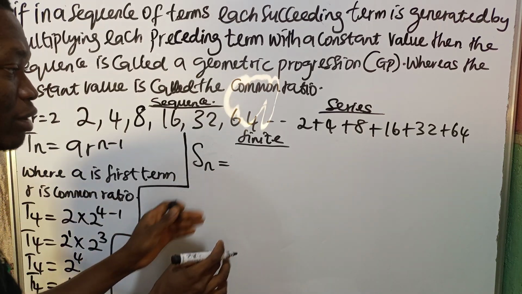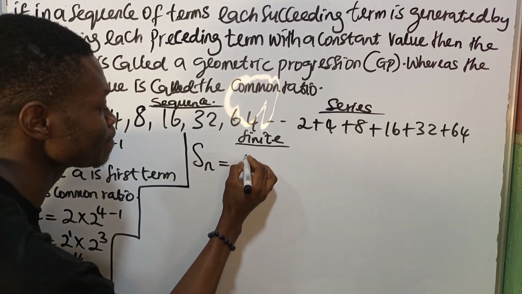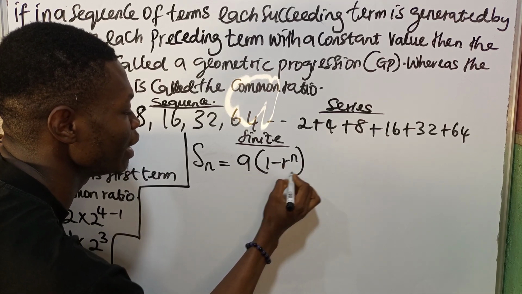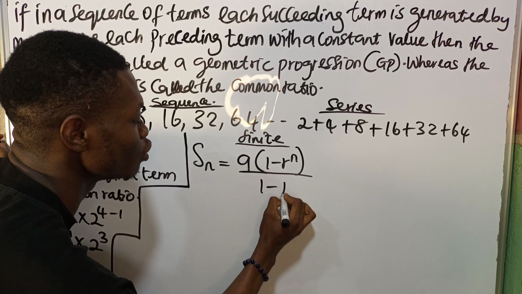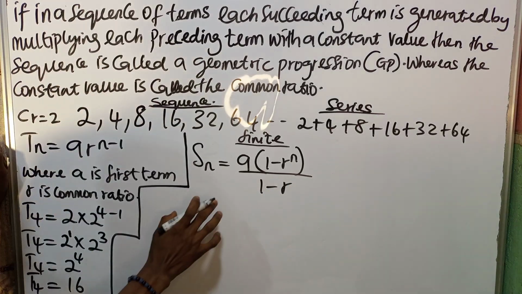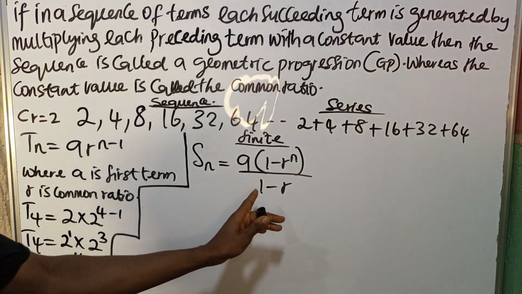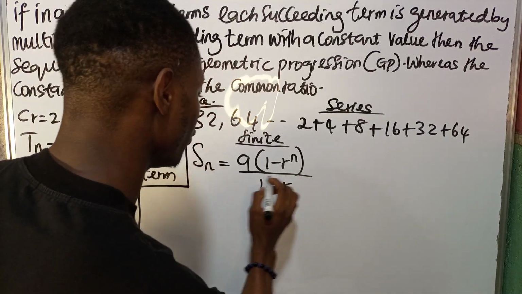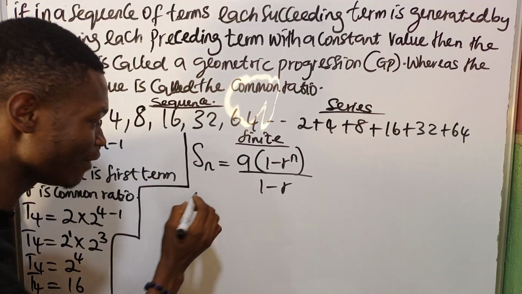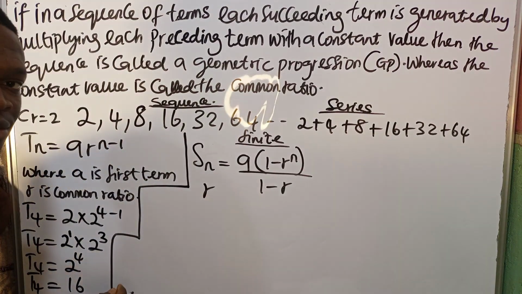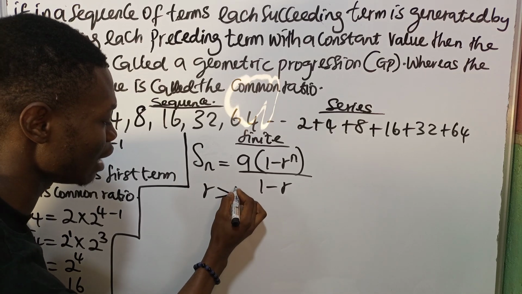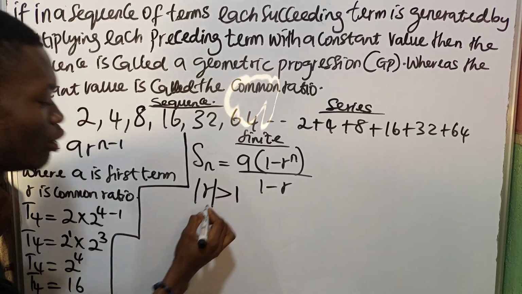So the sum of a series of a finite sequence is denoted as a times 1 minus r to the power of n, all over 1 minus r. That's the sum of what? Series of a finite sequence. Now, there is a criterion for this: if the absolute value of r is greater than 1.